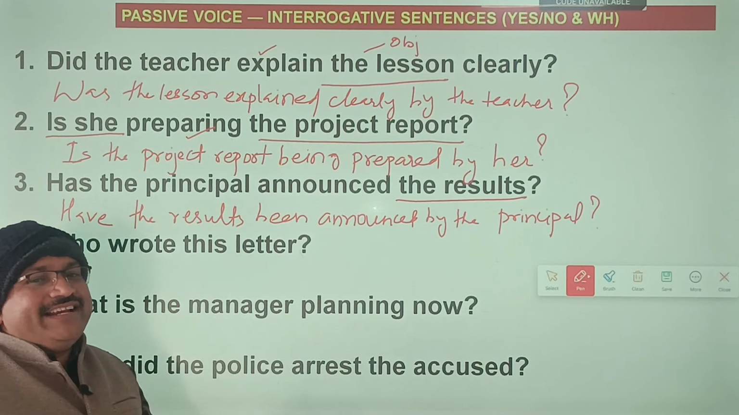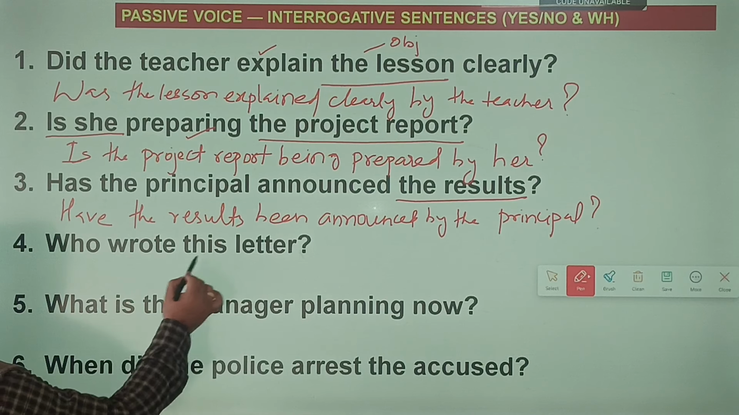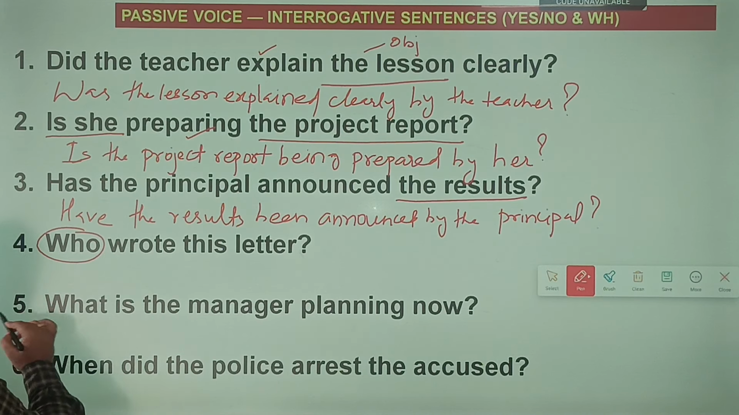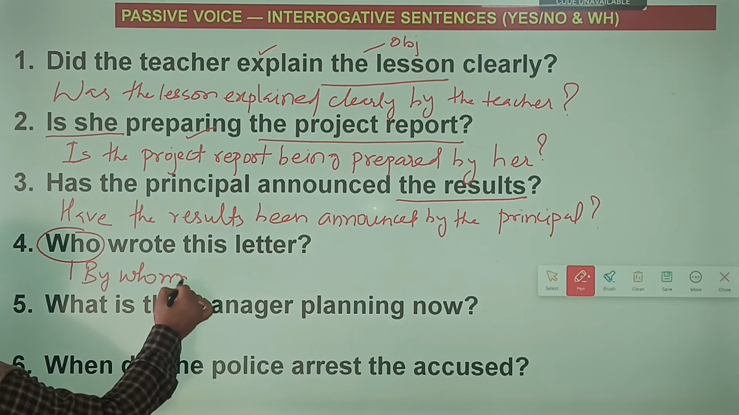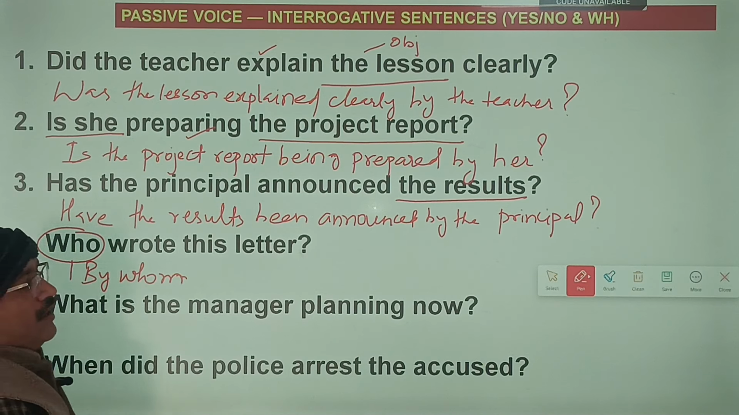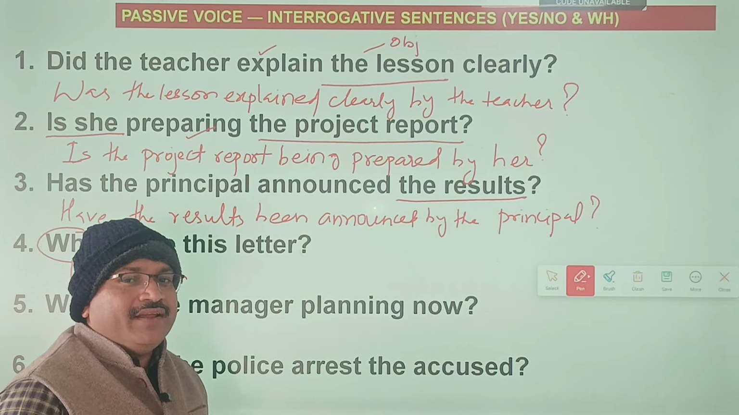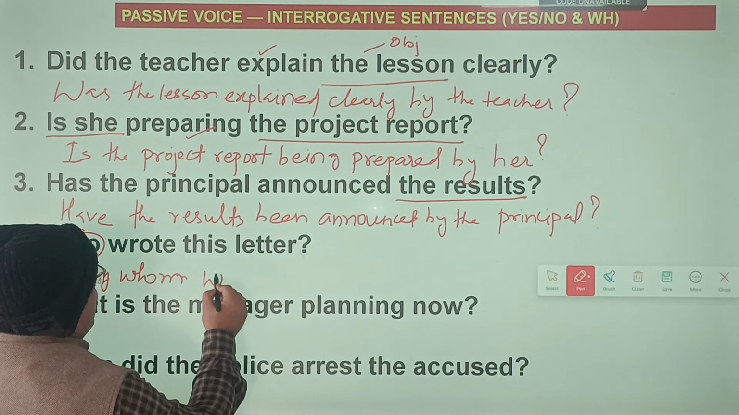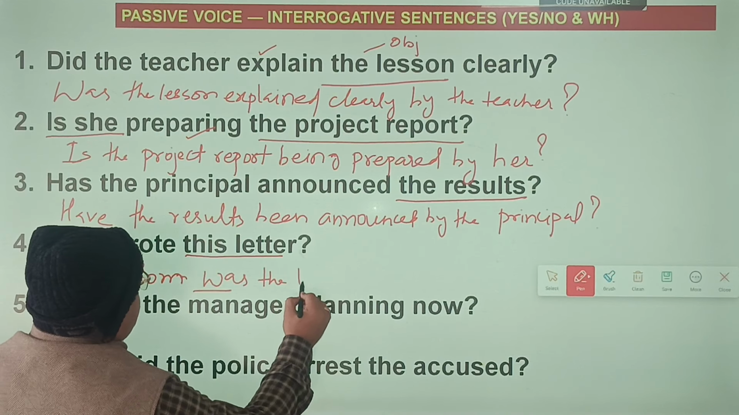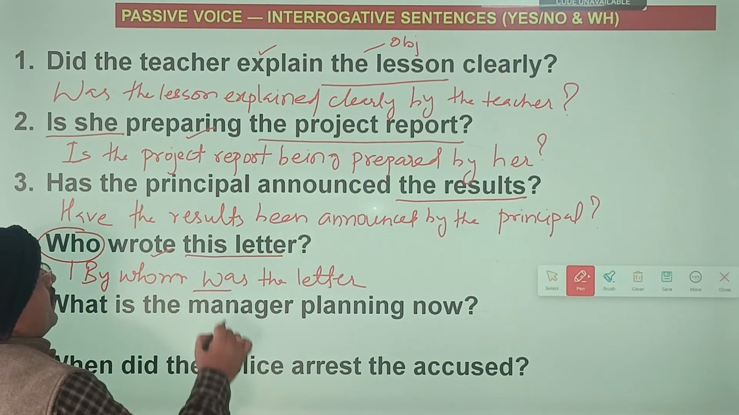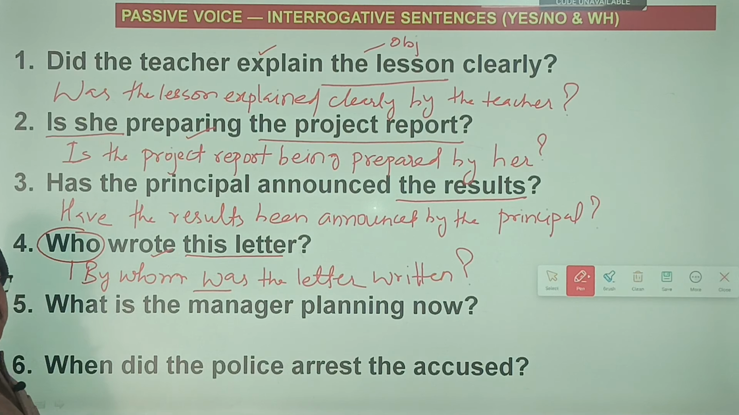Now, who wrote this letter? What type of sentence is it? Interrogative, but WH. How to change it into passive? Who wrote this letter? The question with who. Who is changed into what? By whom. By whom, always. When the interrogative sentence is with who, then it will change into by whom. Wrote this letter. What is the tense? Past simple. Was, were. Remember? By whom was, after WH use helping verb. By whom was, then the object. The letter. By whom was the letter. Wrote will become written. V3. Yes or no? And then sign of interrogation.